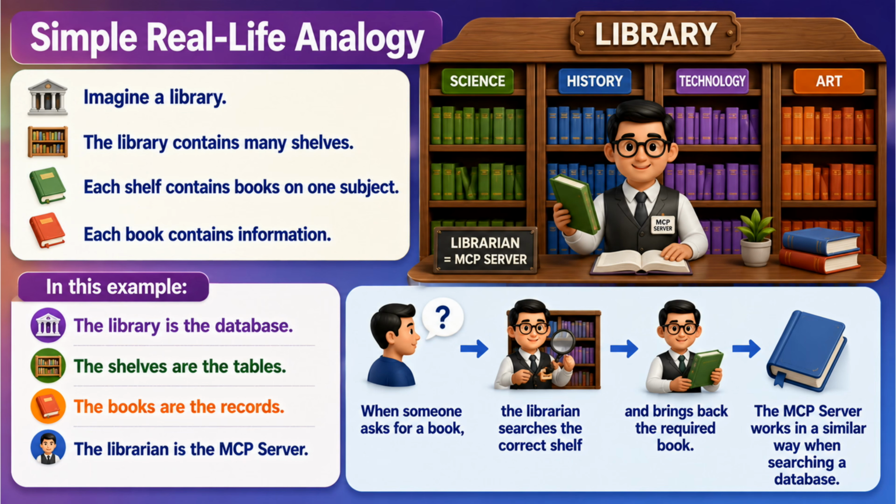Now we will see simple real-life analogy. Imagine a library. The library contains many shelves. Each shelf contains books on one subject. Each book contains information. In this example, the library is the database. The shelves are the tables. The books are the records. The librarian is the MCP server. When someone asks for a book, the librarian searches the correct shelf and brings back the required book. The MCP server works in a similar way when searching a database.